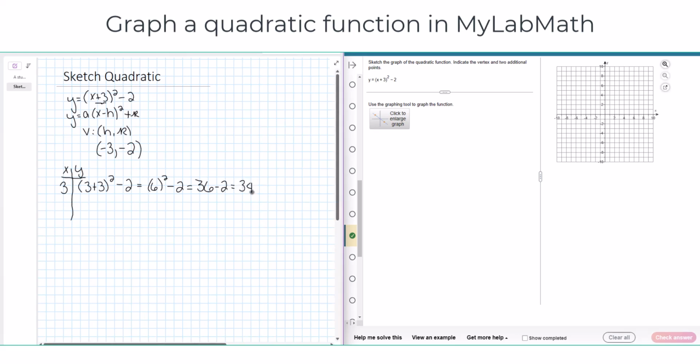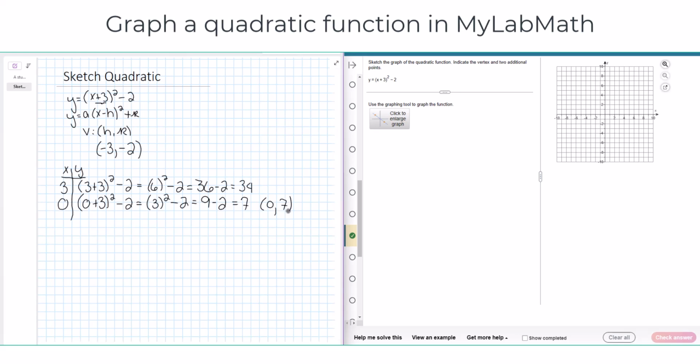Now, this is a point on our parabola, but when I look at my graph, my x values have to be between negative 10 and 10, and my y values have to be between negative 10 and 10. So I need to pick a different number. Let's pick 0. 0 plus 3 is 3, squared is 9, minus 2, and that's 7. And guess what? (0, 7) is going to fit on our graph.